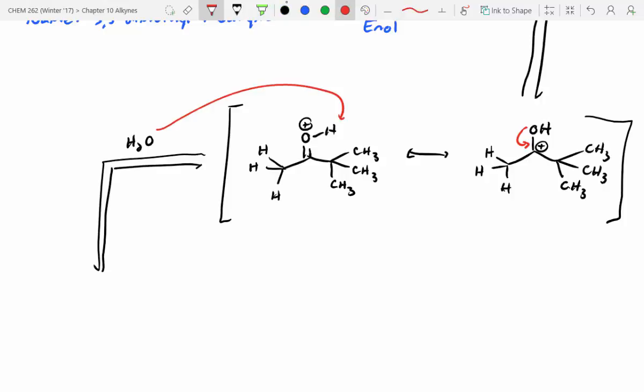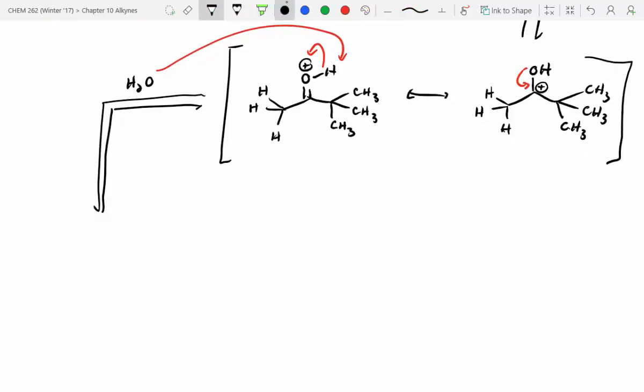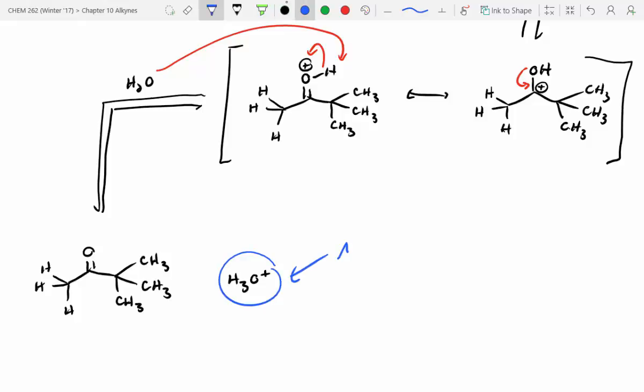Where this water molecule can grab a proton and give us our final ketone. What do you notice about the acid for this reaction? We had to have acid protonate our alkene. Yeah, it's regenerated, right? So in this reaction, the acid is catalytic.